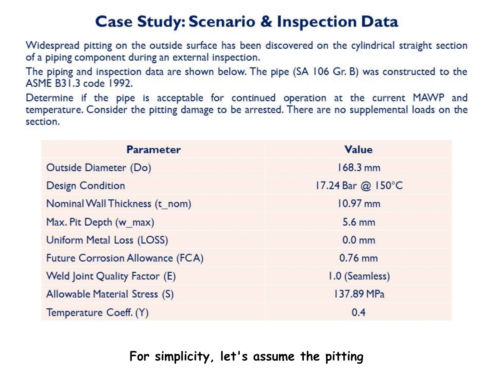For simplicity, let's assume the pitting damage has been arrested, meaning no further deterioration is expected. Also, there are no additional loads acting on this section. Looking at the data, the outside diameter of the pipe is 168.3 millimeters, with a design condition of 17.24 bars at 150 degrees Celsius. The nominal wall thickness is about 10.97 millimeters, but the maximum pit depth observed is 5.6 millimeters. Importantly, there's no uniform metal loss, and the future corrosion allowance is 0.76 millimeters.